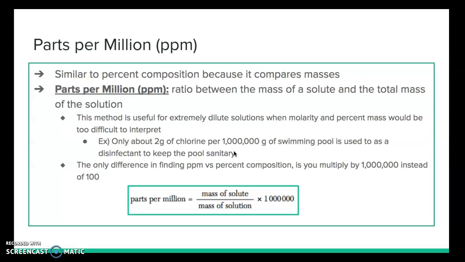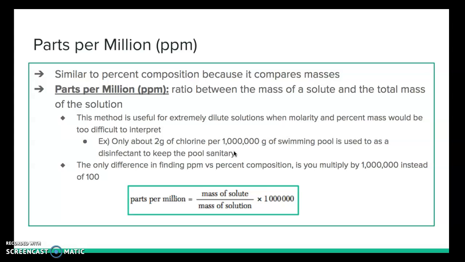The last one is parts per million. So this is, again, similar to percent composition. However, this is for when we're working with smaller masses in a bigger total. So for instance, in a swimming pool, there's actually only about 2 grams of chlorine for every 1 million grams of swimming pool water to make a swimming pool sanitary. So if we were to put this into percent composition or percent mass, it would be a very small, very not useful number to us.